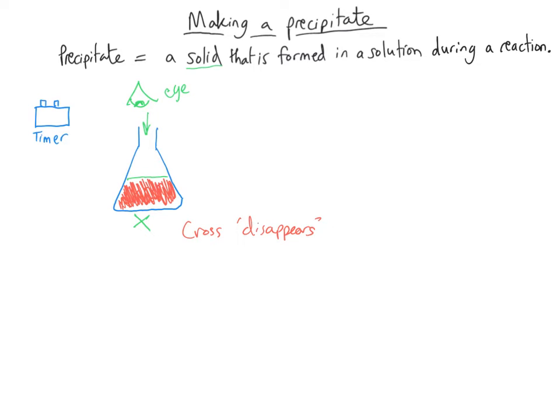The situation where you're likely to come across this experiment is called the disappearing cross experiment, and it involves a chemical called sodium thiosulfate. And you get a cloudy white colour. And what you're doing in this experiment is you're measuring the cloudiness or the turbidity, which is a fancy way of saying cloudiness.